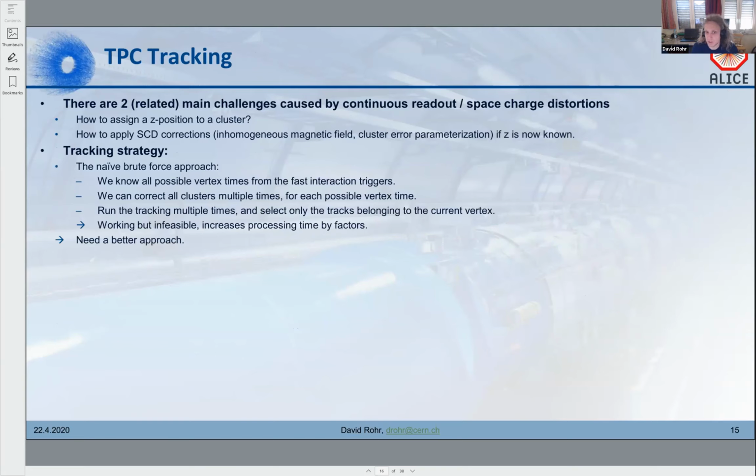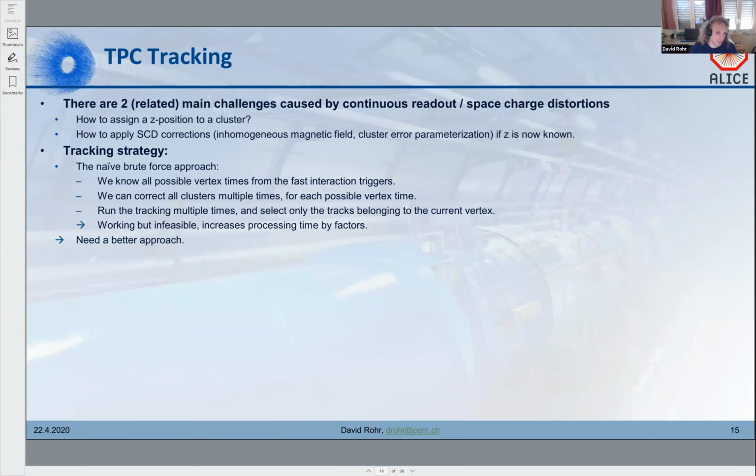Okay, coming to TPC tracking. There are basically two things that affect the TPC tracking that come from this continuous readout. The first is, we don't know basically the Z position of the clusters. And we have to apply a lot of corrections for these clusters, like these space charge corrections that I mentioned before. But this we can only do once we know the Z position.